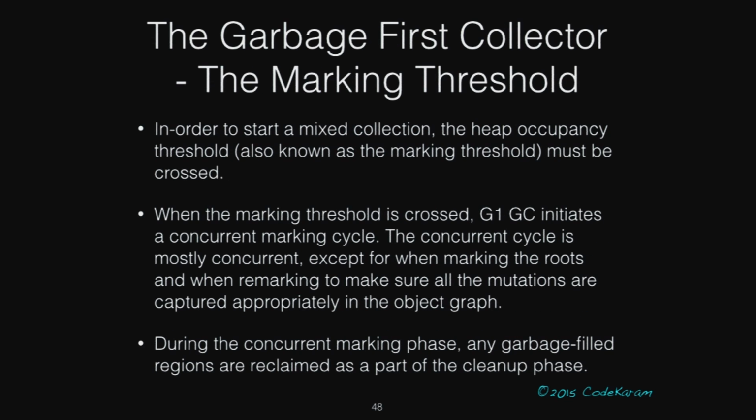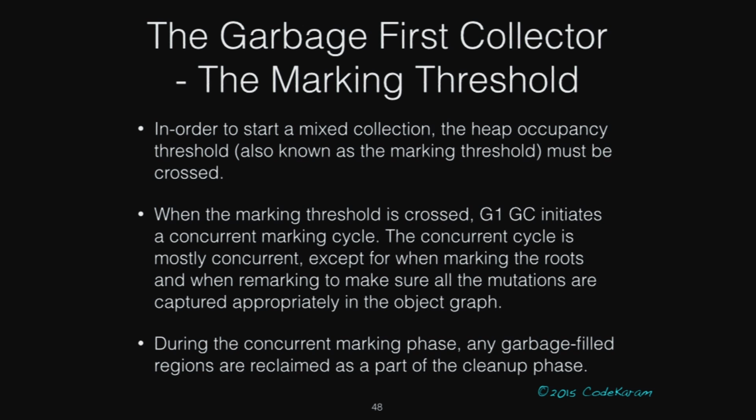So let's talk about the marking threshold. In order to start a mixed collection, it's similar to what we have discussed in CMS. You have something called the heap occupancy threshold. The terms heap and old gen are the only difference here. CMS has an old gen occupancy threshold, so it's only dependent on the old generation, whereas G1 looks at the entire heap. So when the marking threshold is crossed, G1 will start its initial mark cycle. Again, all this is similar to what I mentioned with CMS.